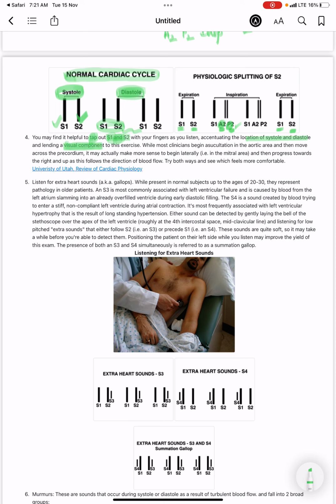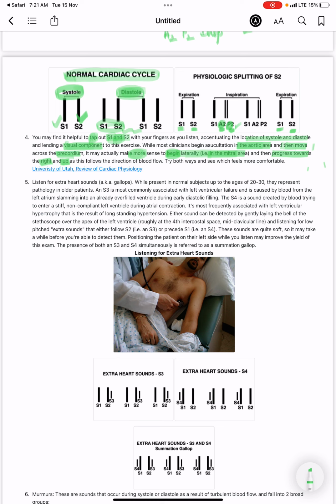While most clinicians begin auscultation in the aortic area and then move across the precordium, it may make more sense to begin laterally in the mitral area and then progress towards the right and up, as this follows the direction of blood flow. Mitral area, tricuspid area, pulmonary area, and aortic area. Try both ways and see which feels more comfortable.